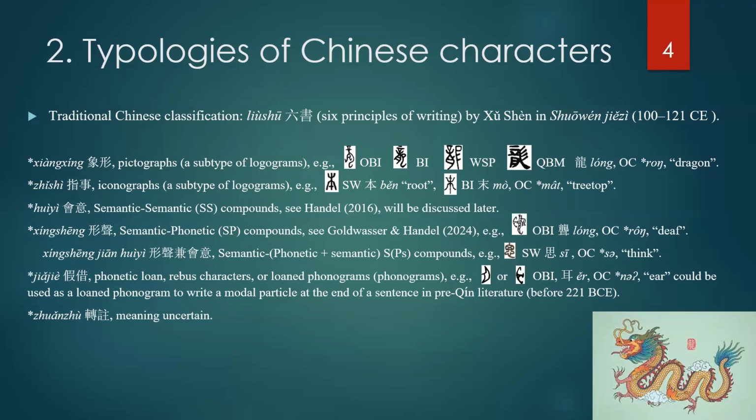This one, the first form, is a pictograph or logogram in Oracle bone inscriptions around the 14th to 11th century BCE, which depicts the image of long. You can see the picture in the right corner. It has a crown on the top of the head, a giant mouth, and a long body. Long is a mythical creature imagined by the ancient Chinese people, formed by combining the shapes of various animals.